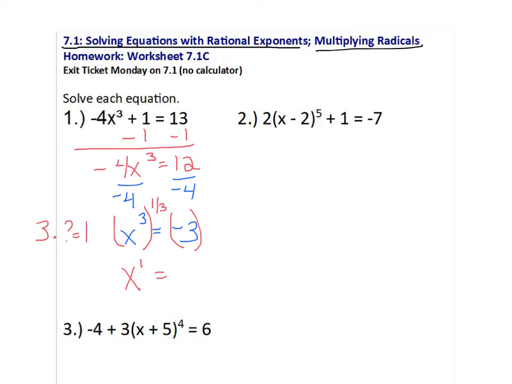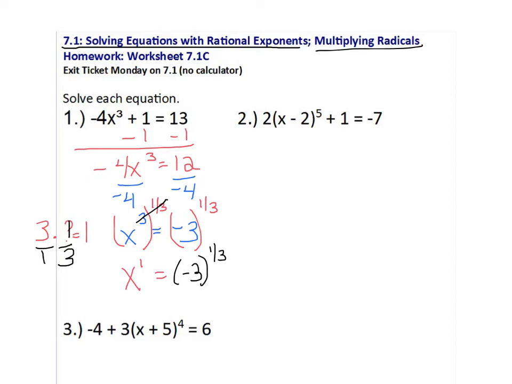So if we take the multiplicative inverse 1/3, you are always going to take the reciprocal to multiply to get 1. So these powers multiply to 1. And now -3 to the 1/3 does not simplify. Nothing times itself 3 times is -3.